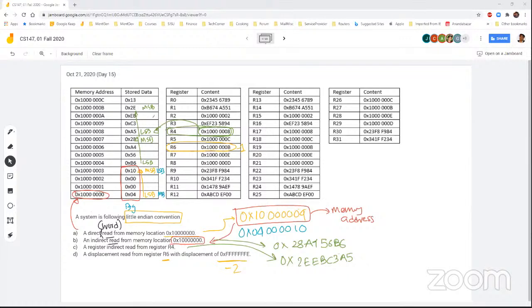So here is -2, which is BA9. Is it 9? Yep, here. So it will read from here to there. For this, it will be C3 EB, the other way, because we are dealing with little endian. So this will be 132E EB C3. That would be my answer for this one.